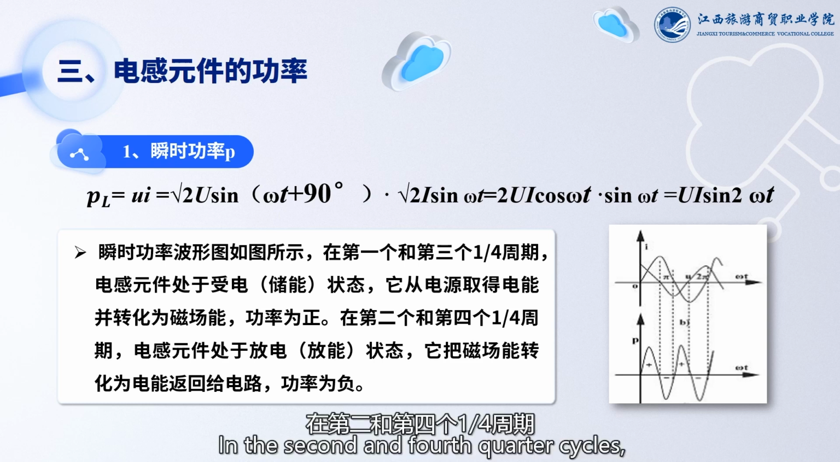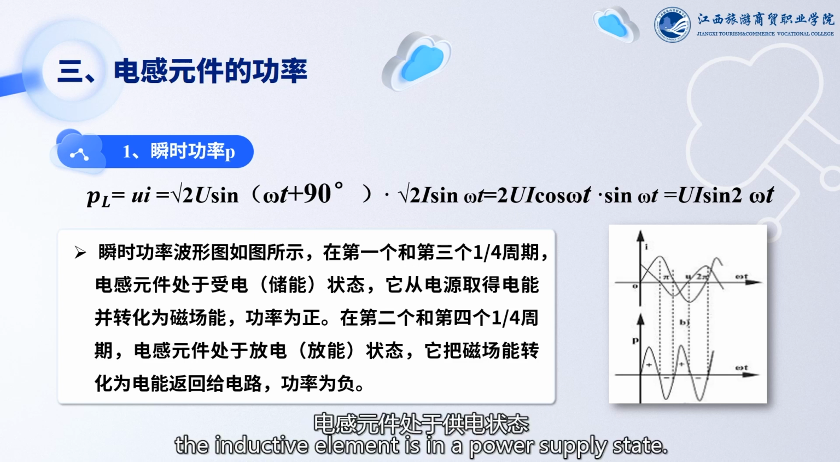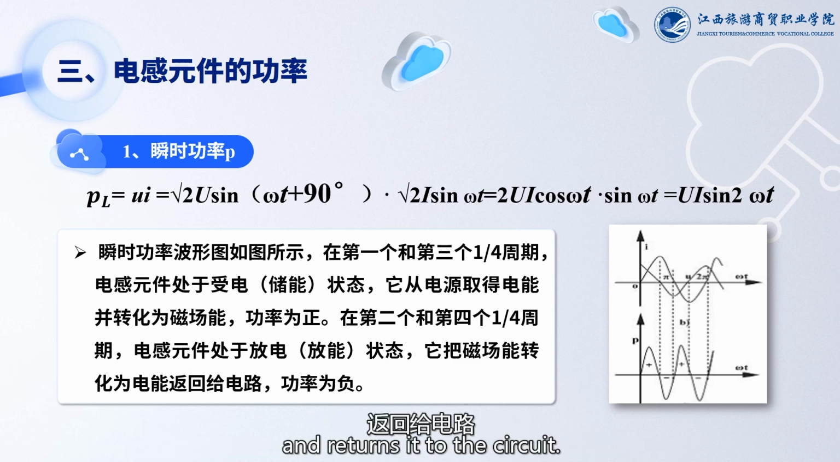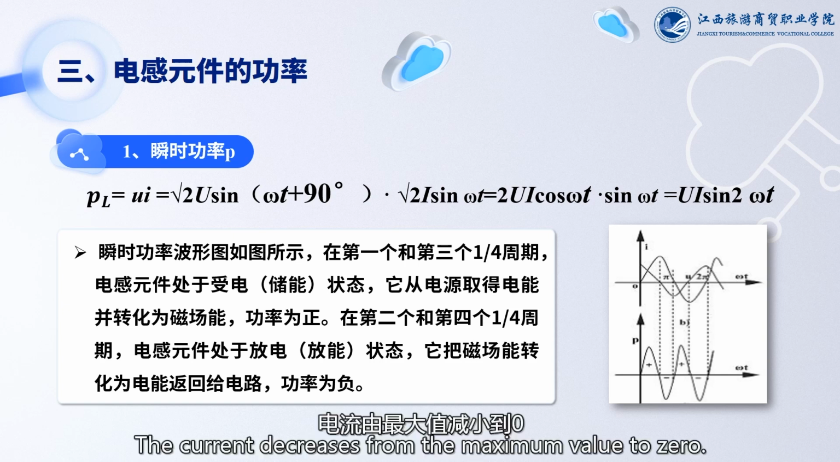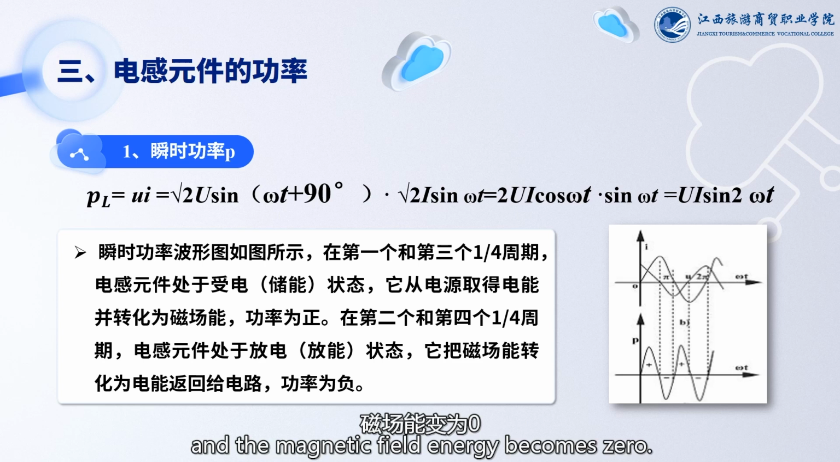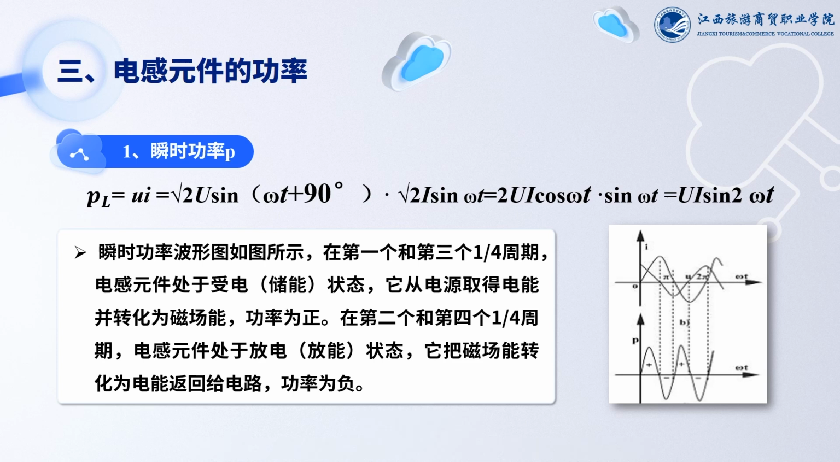In the second and fourth quarter cycles, the inductive element is in a power supplying state. It converts magnetic field energy into electrical energy and returns it to the circuit. The power is negative. The current decreases from the maximum value to 0, the magnetic field disappears, and the magnetic field energy becomes 0.